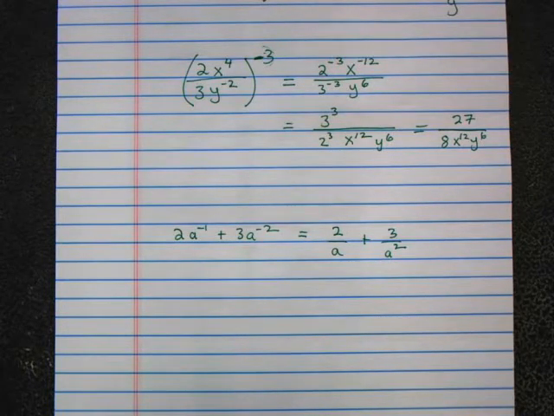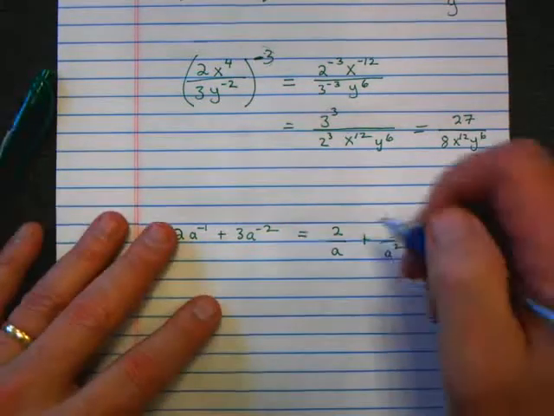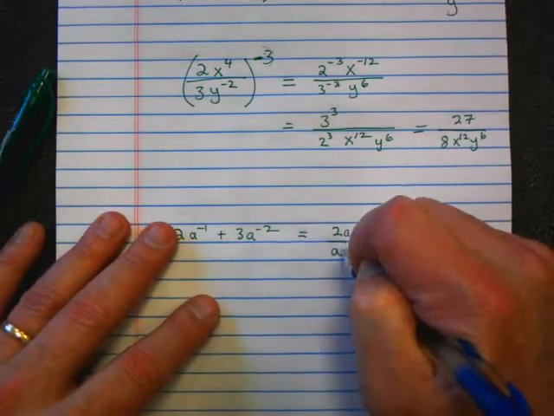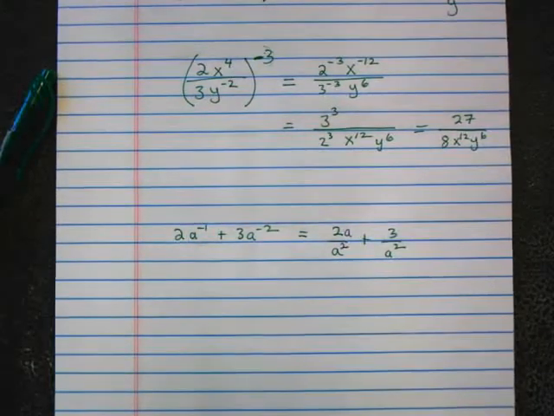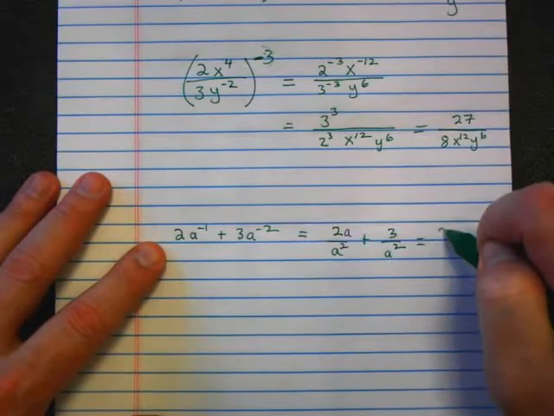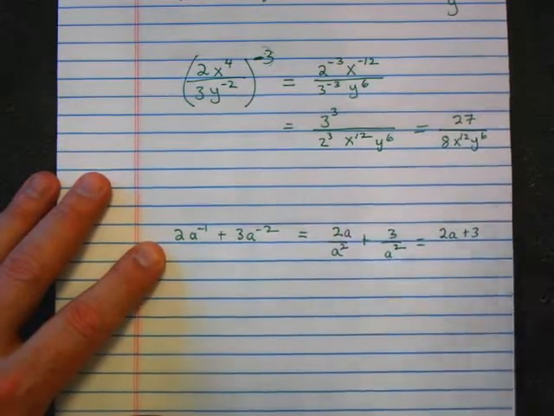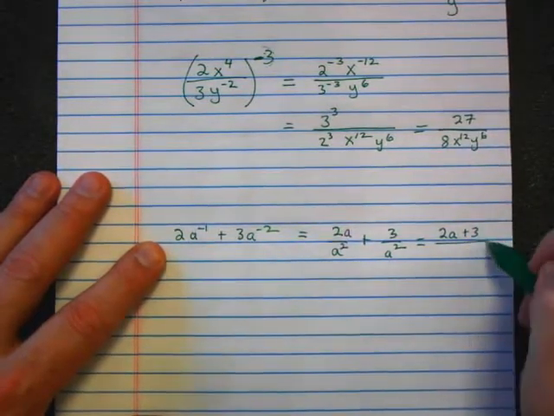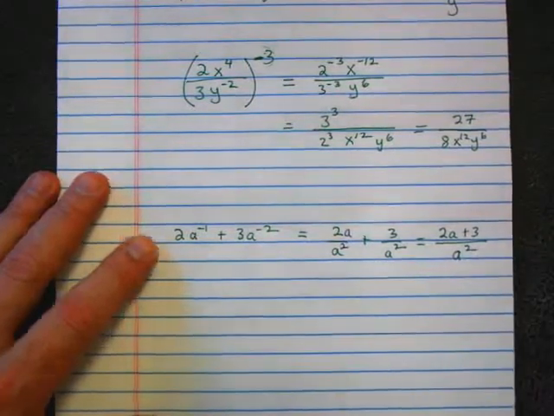So you're right. Now that I've done that, now I have to have a common denominator. My common denominator is a squared. So I have to multiply this fraction, top and bottom, by a. And then I can add them. So my answer would be 2a plus 3. I can't add those together. They're not like terms. Over a squared.